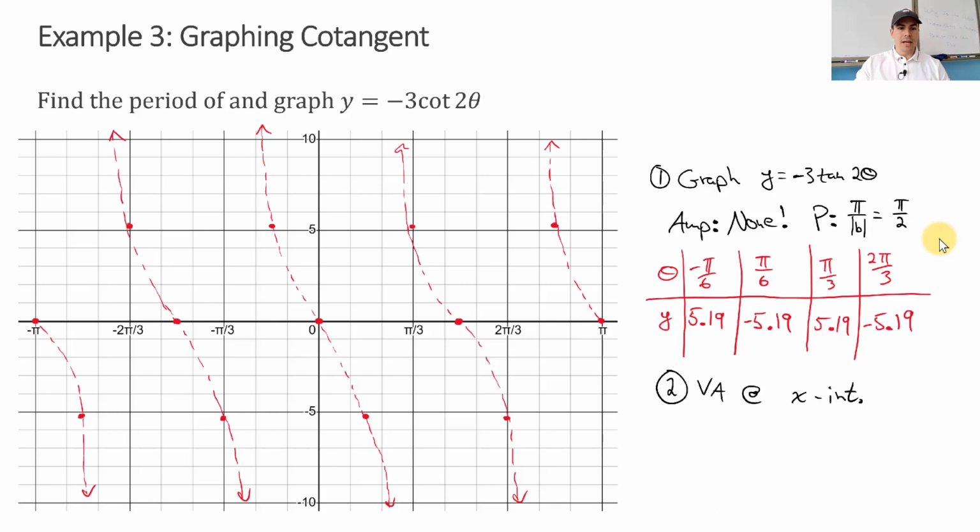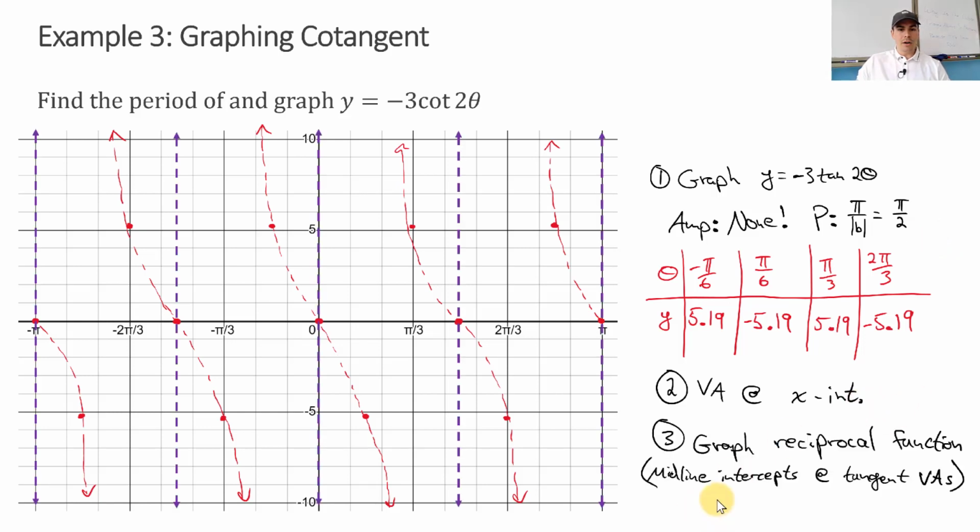So now we're going to place vertical asymptotes where we're crossing our x-intercept, just like that. And then we can graph our reciprocal function, keeping in mind our midline intercepts are where we're going to have vertical asymptotes for our tangent. So now wherever we had vertical asymptotes, that's actually where we're going to have these new midline intercepts. For my tangent, we had vertical asymptotes at pi over 4 values, so that is where we are going to place our midline intercepts now.